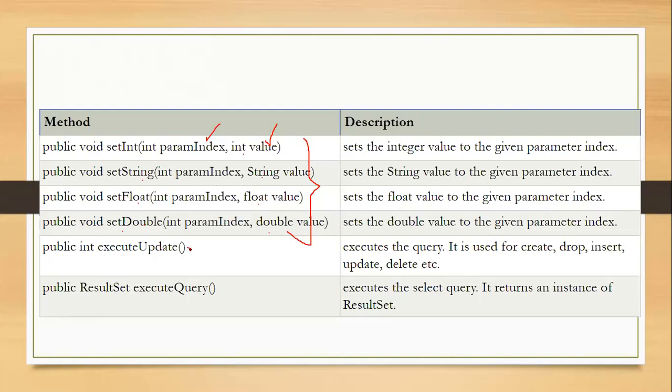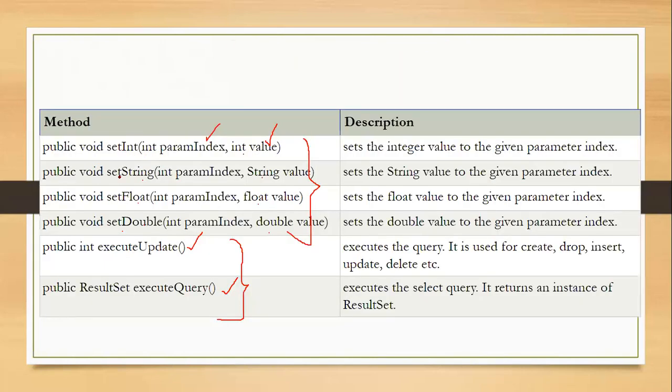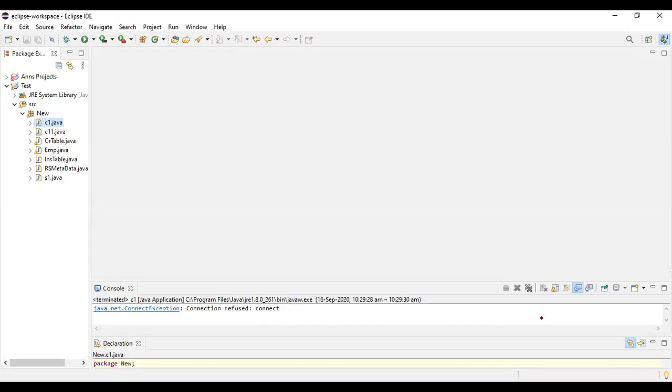Just like your normal statement, you'll have executeUpdate and executeQuery. These are the things which we use normally: executeUpdate and executeQuery. The only four new methods you have in the PreparedStatement interface are setInt, setString, setFloat, and setDouble. So we'll see that with the help of a program. Let's start doing a program.